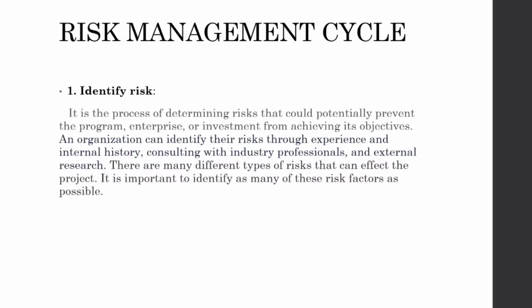Risk management cycle. Identifying the risk. It is the first and the foremost step of the risk management cycle. The main objective is to identify maximum risk that can affect the project. It is the process of determining the risk that could potentially prevent the program, enterprise, or investment from achieving its objective. An organization can identify their risk through experience and internal history, consulting with industry professionals, and external research. There are many different types of risks that can affect the project. It is important to identify as many risk factors as possible.